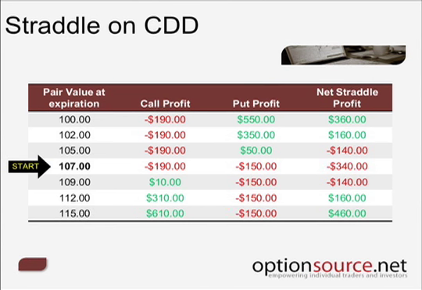So as the pair value moves, let's say, to the downside, you can see that the risk on the call option is the $1.90 we've paid for the premium. As the pair value drops down to 105, down to 102, and down to 100, you'll see that we've lost the entire premium on the call side. The idea is that as the call is depreciating in value, the put option is increasing in value such that we are now beginning to profit.